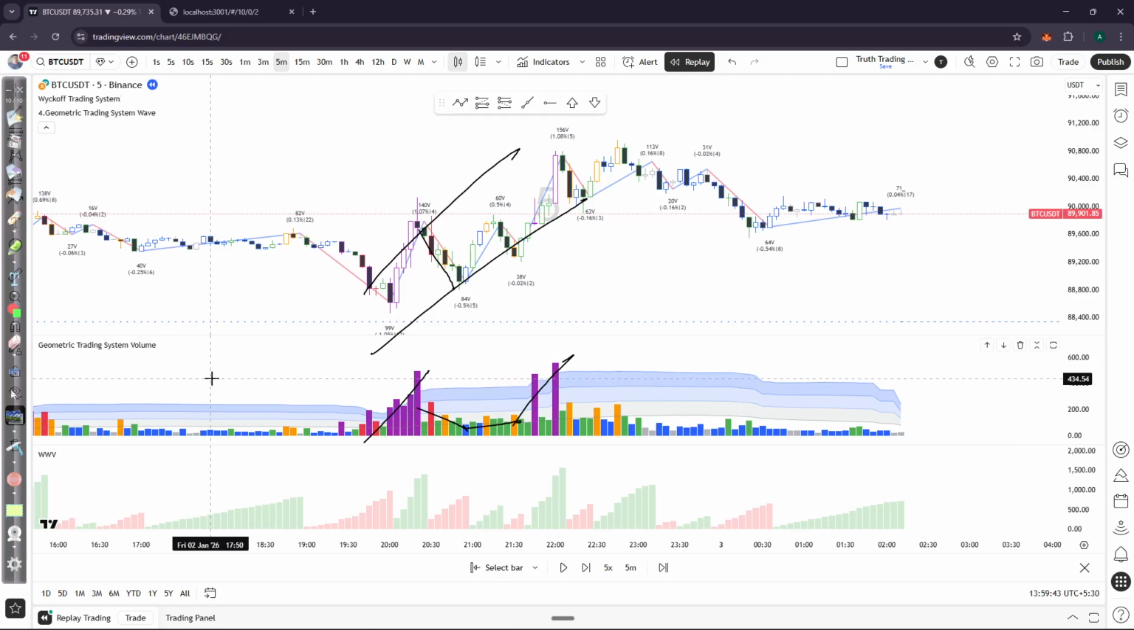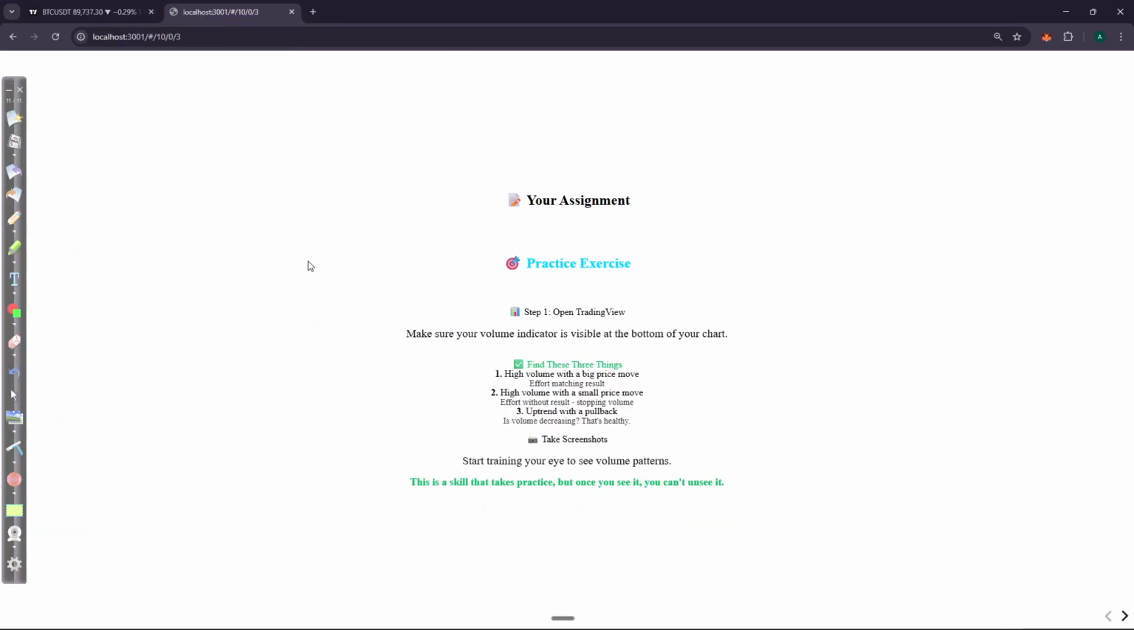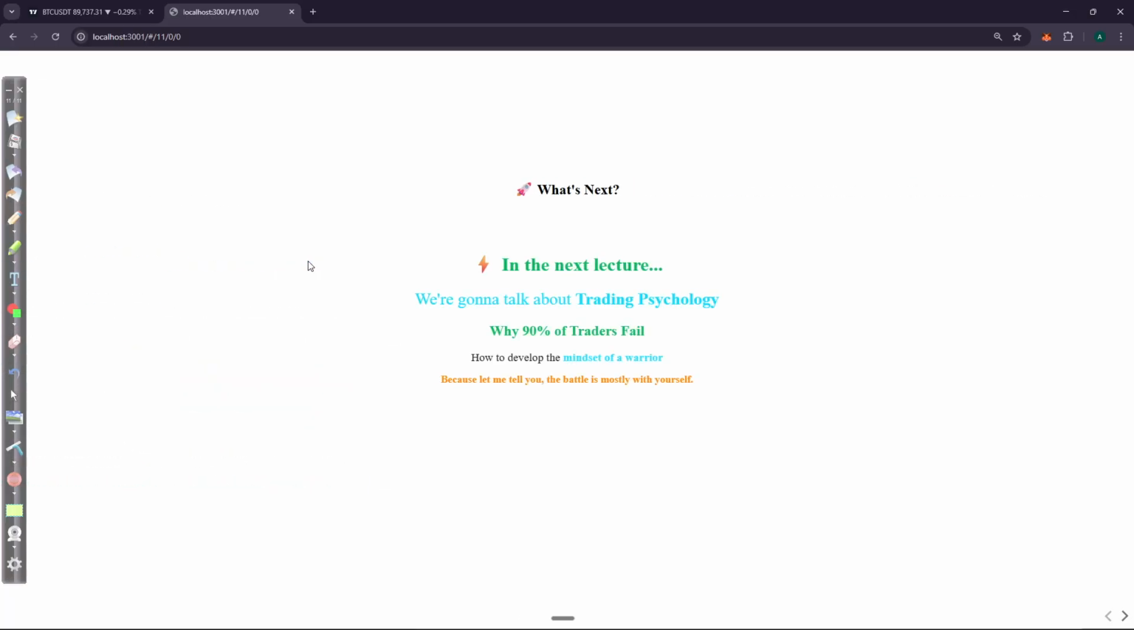Start training your eye to see volume patterns. This is a skill that takes practice, but once you see it, you can't unsee it. So what's next? In the next lecture we're going to talk about trading psychology, why 90% of traders fail, and how to develop the mindset of a warrior. Because let me tell you, the battle is mostly with yourself, and once we win that battle, trading is very simple. Okay, so I'll see you guys there.